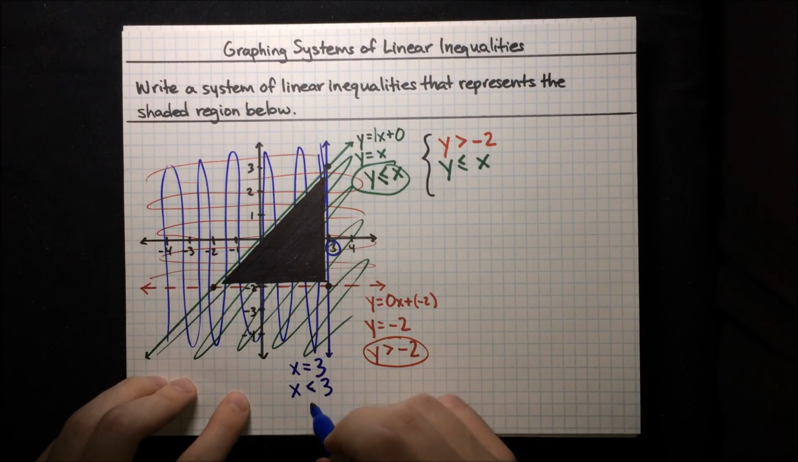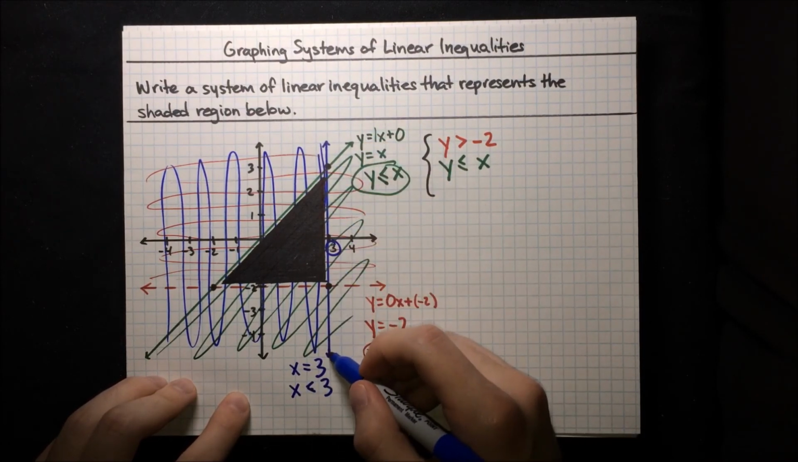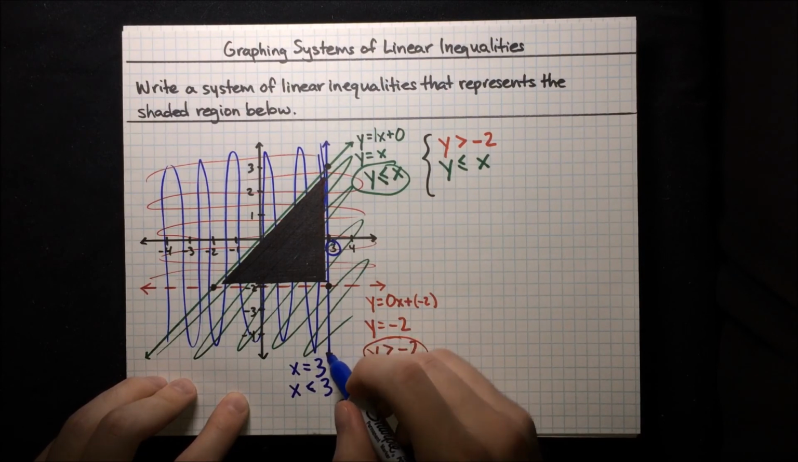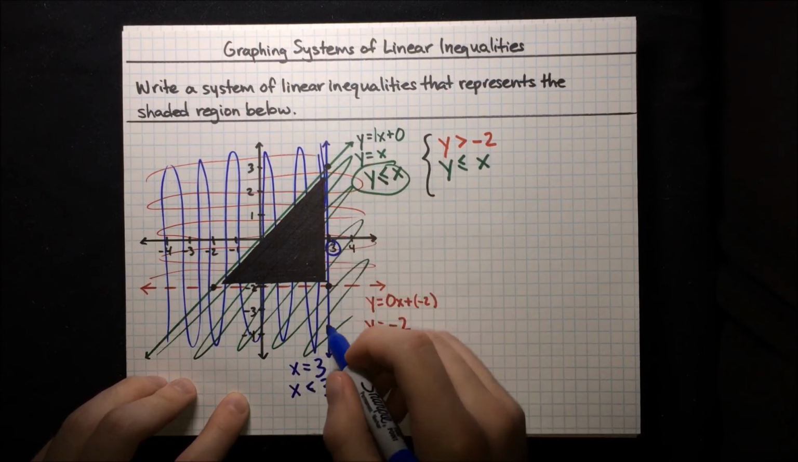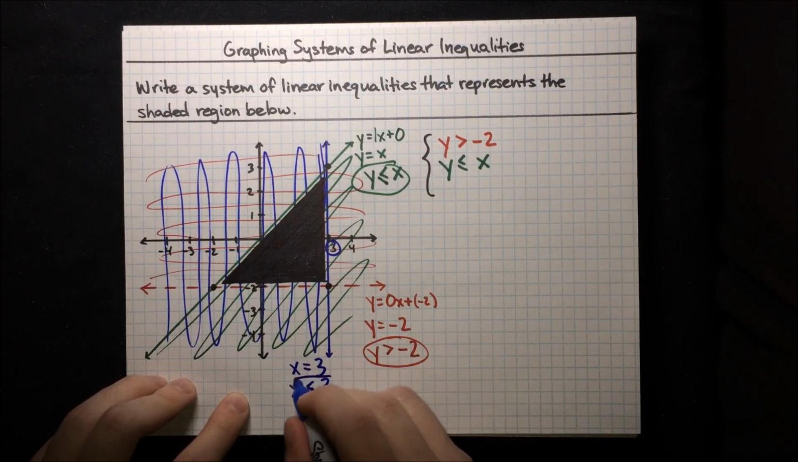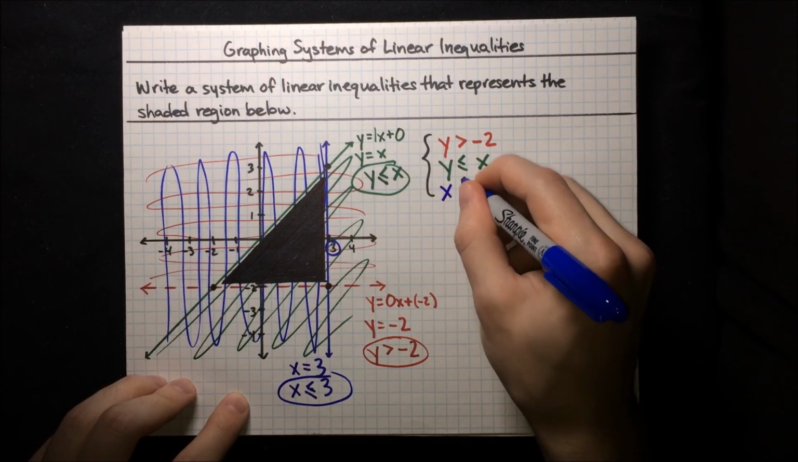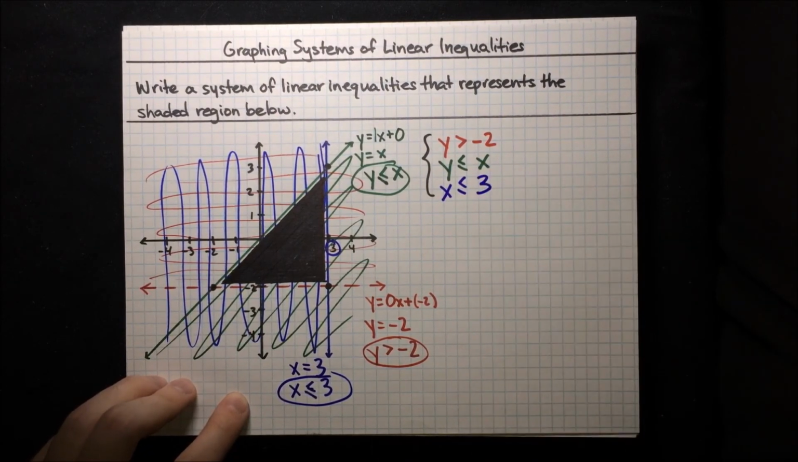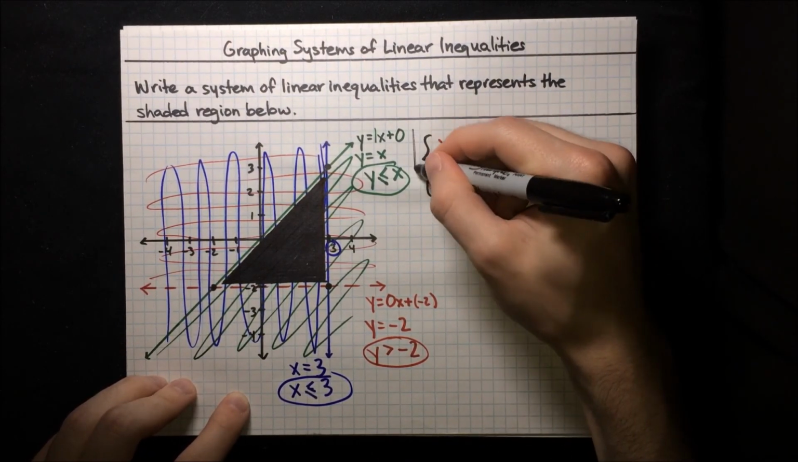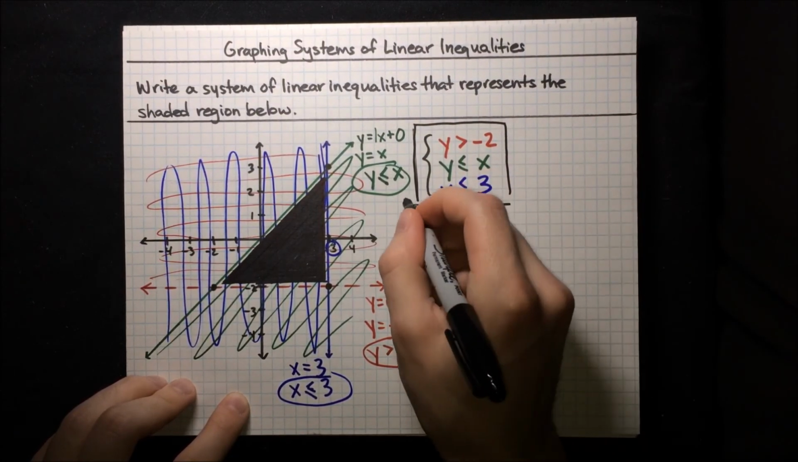And lastly, do we want equality? Well, this line here is a solid line, so yes, we do want equality. We want to let x be equal to 3 as well as less than it. So x is less than or equal to 3. There's our third inequality. Put that in our system here. x is less than or equal to 3. And there we go. We've got our system of inequalities that represents that triangle.